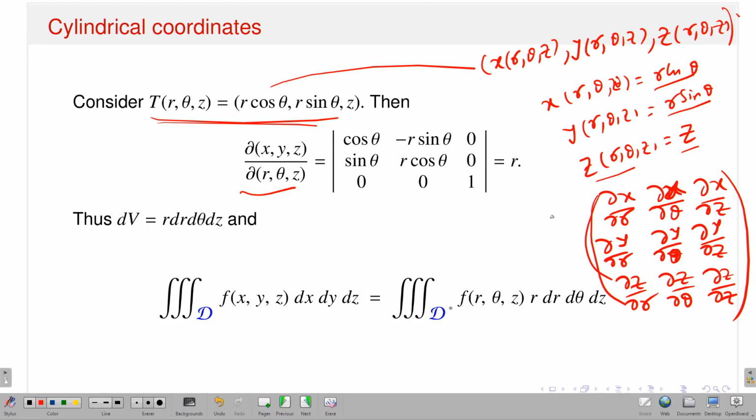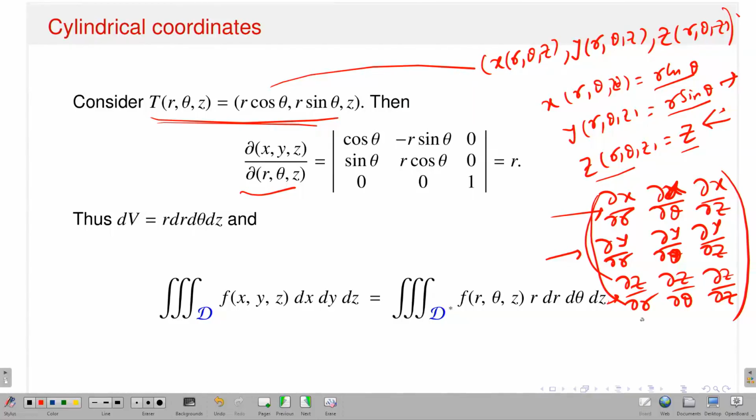In the second row, think about the function y as a function of r, theta, z, which is given here, and perform the partial derivative with respect to r, theta, z. And at the end, in the third row, you consider the function z as a function of r, theta, z, which is given here, and perform the partial derivative with respect to the variables r, theta and z.